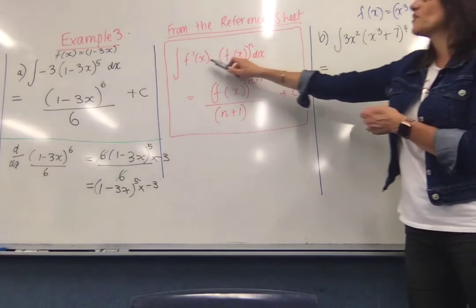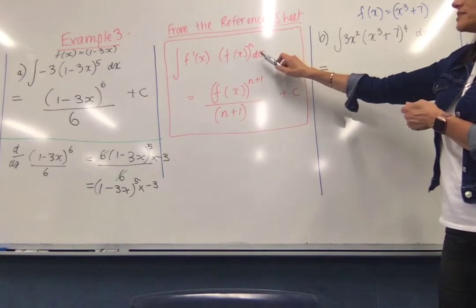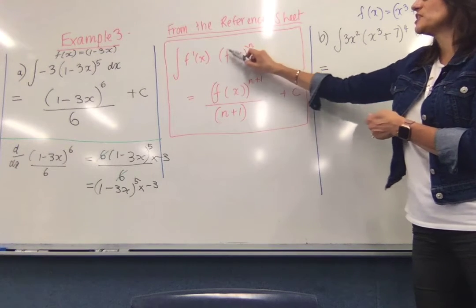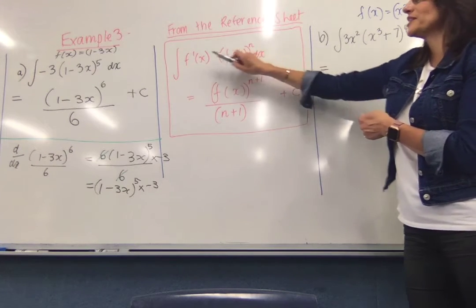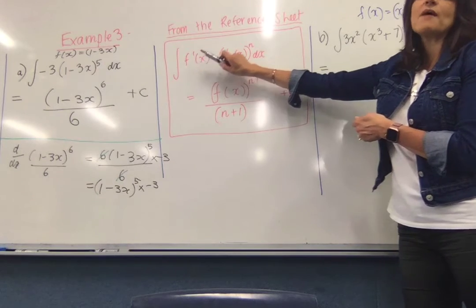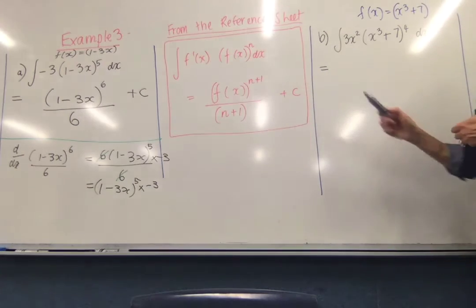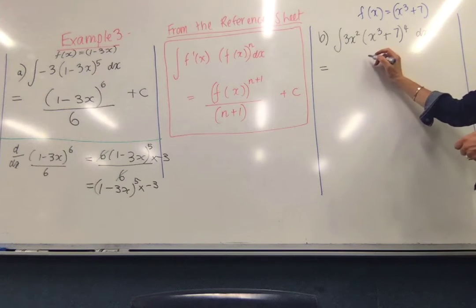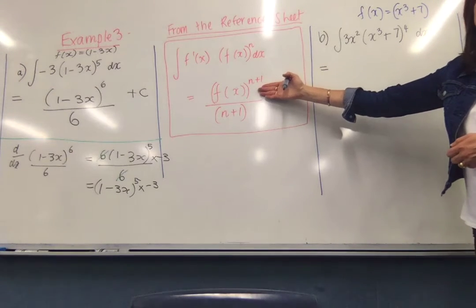So can you see we've got it set up exactly like this, where we've got a function raised to a power and the derivative of this function inside the brackets is out the front here. That's why we can use this result straight from our reference sheet. So let's have a look at what this will give us a result for.